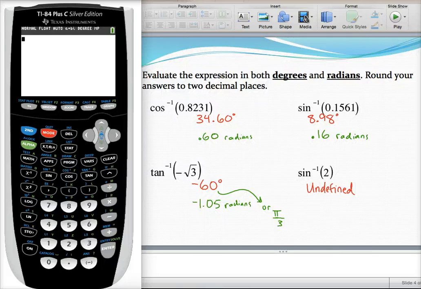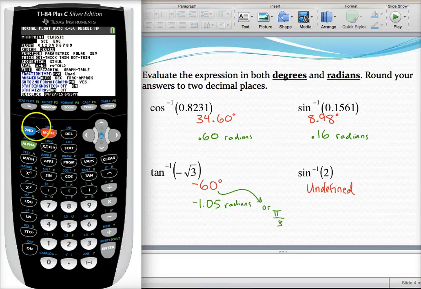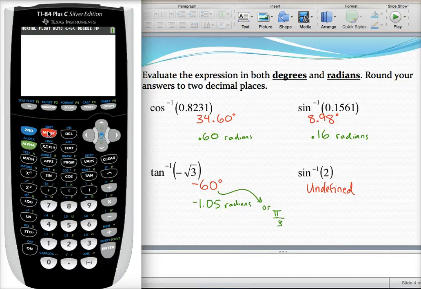Evaluating inverse trig functions on a calculator is very easy to do. I want to do these problems both in degrees and radians. Right now, my calculator is in degree mode. If you press mode, you can check what mode you're in. So we'll go ahead and do degree mode first.